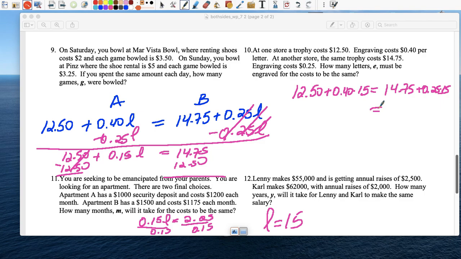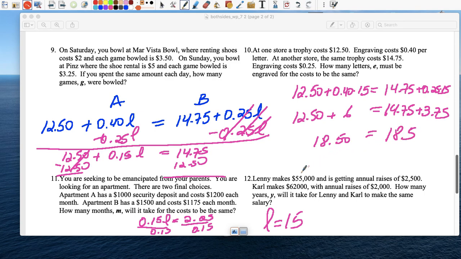So here it's $12.50. 0.40 times 15 is 6. So on this store you end up paying $18.50. On the other store it's $14.75. And you're going to engrave 15 letters, so let's multiply 0.25 times 15, and you're going to be paying $3.75 for the engraving of the letters. So if you add 14.75 plus 3.75, you should get 18.50, and you do.